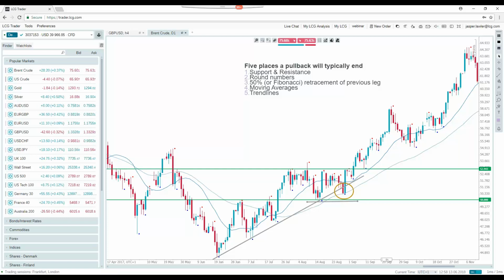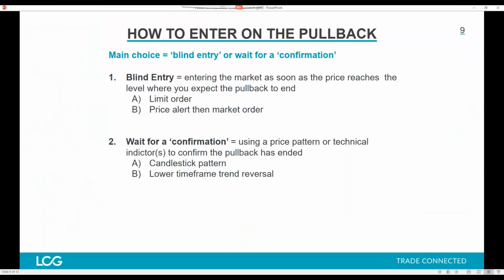All right, I'm going to switch gears back to the presentation here. So the other question now is, okay, say you've got an idea where the pullback is about to end or is ending. How do you actually enter the trade?